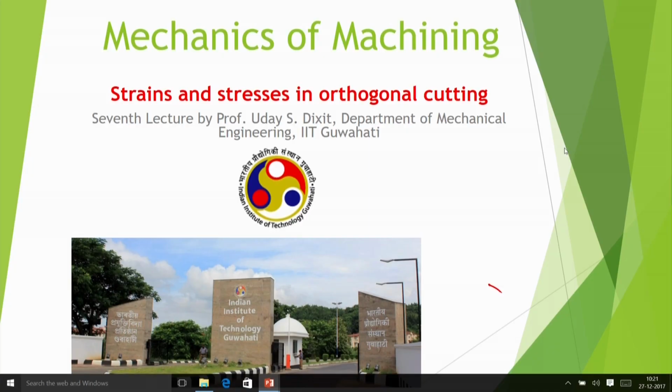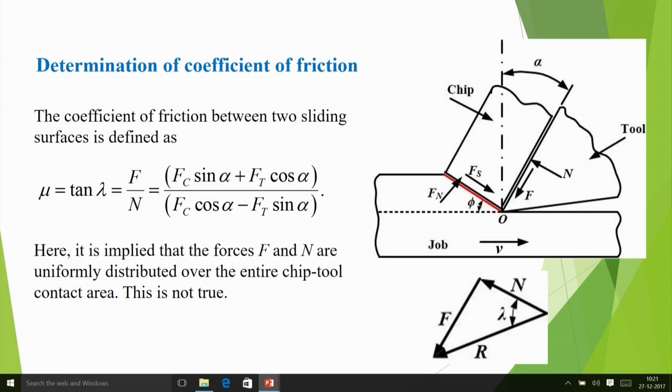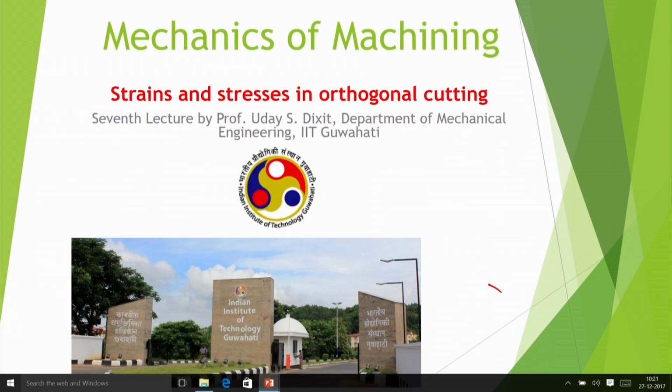Now there are forces acting on the cutting tool. In that case, there will be stresses generated on the cutting tool. These stresses we have to find out. Similarly, strains also give some idea about the deformation. They give the idea about the relative deformation. That is why strains and stresses are important in machining operation. So we will discuss strains and stresses in orthogonal cutting.